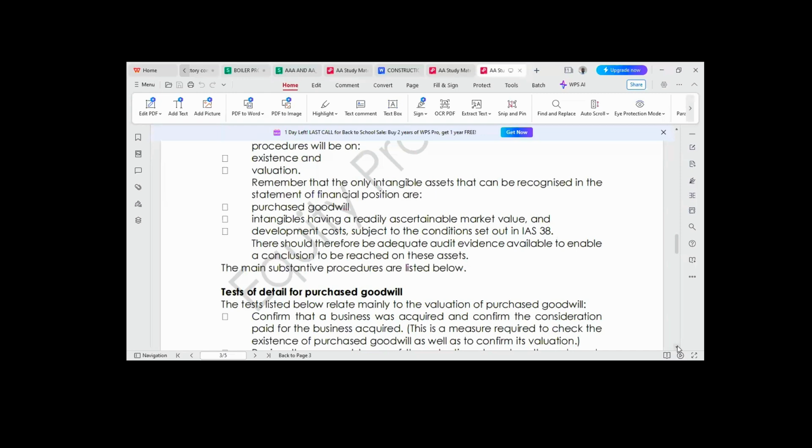When we are conducting test of detailed transaction, you are going very deep, very detailed, looking at everything, turning all the tables, checking for everything. That's what you do when you carry out test of detailed transaction. So for the intangible non-current asset, especially for the purchase goodwill, you need to confirm how the business was acquired and confirm the consideration paid for the business acquired. I said something about purchase consideration.